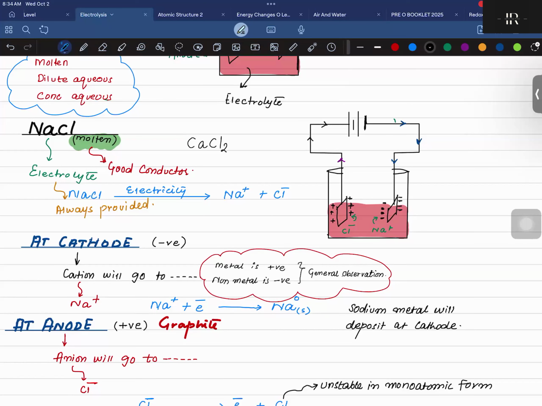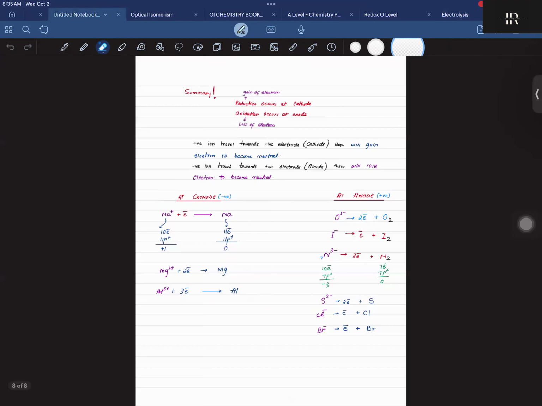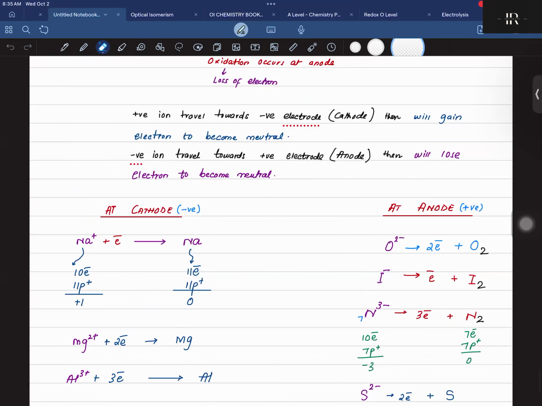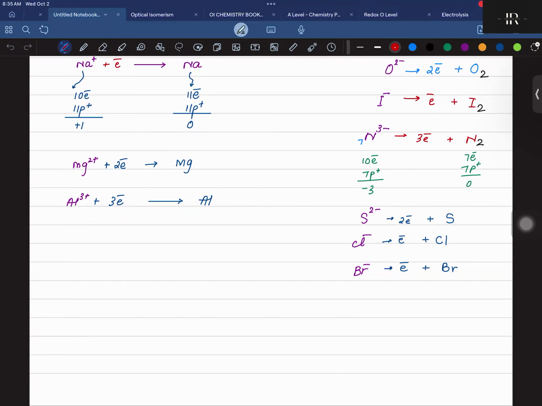So now I'm going to tell you about calcium chloride. For the calcium chloride, I was expecting from your side that first of all, you are supposed to write this equation. I'm going to write in red color. Then this calcium 2 plus will gain 2 electrons.